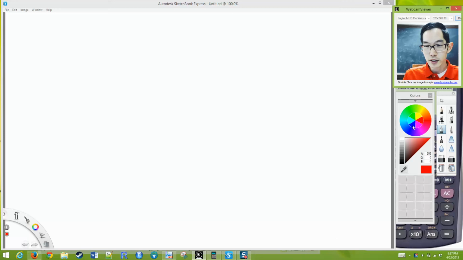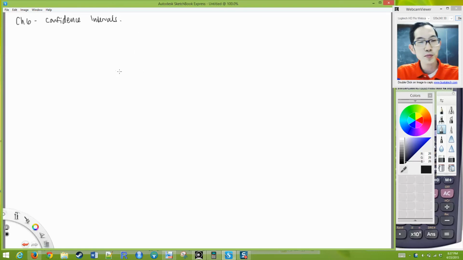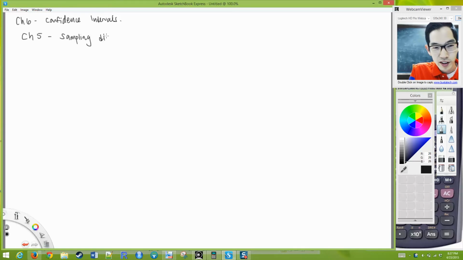All right, so we'll move into chapter 6 here, okay? And we will do confidence intervals. All right, but let's just go back to what we covered right before the break, in that in chapter 5, we covered sampling distributions. And in particular, we covered the central limit theorem.